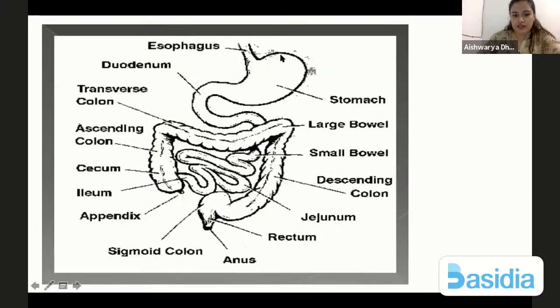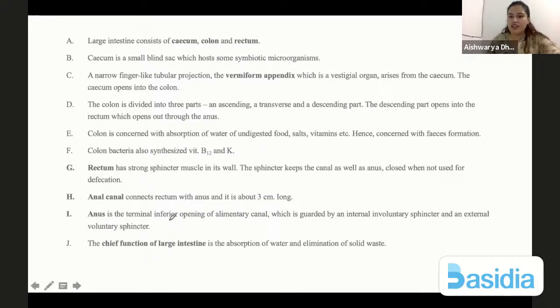Now, if I just go back, and if you see here, there is a small bag-like structure attached to the cecum. This is the vermiform appendix. Okay, this vermiform appendix is a vestigial organ. That means, what is a vestigial organ? Vestigial organ means that there is no requirement or there is no use of this organ in us currently. However, this organ was present in our ancestors and was useful for them. So appendix basically is a vestigial organ, and it arises from the cecum.